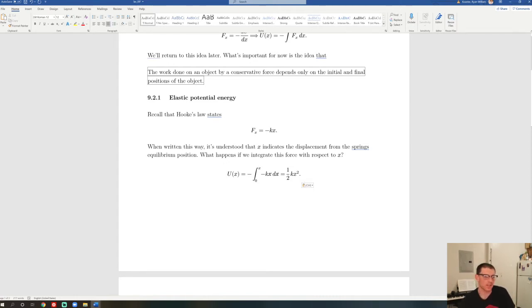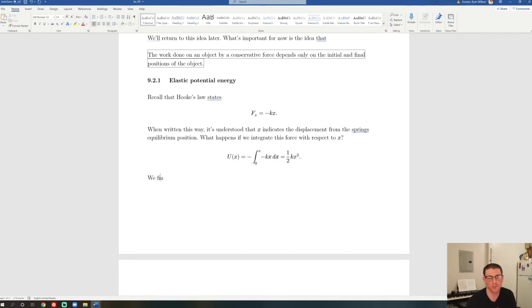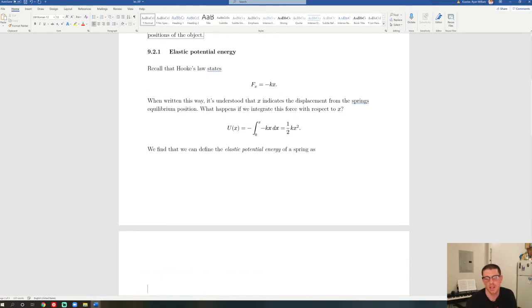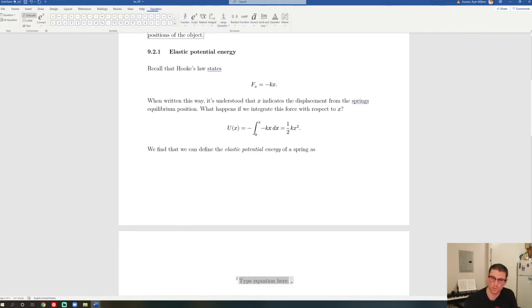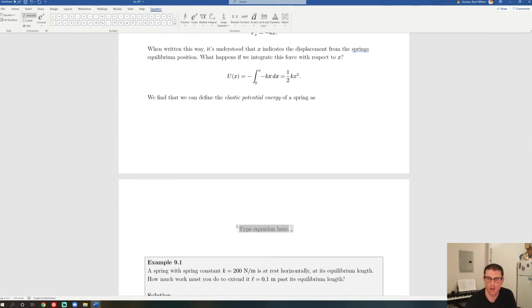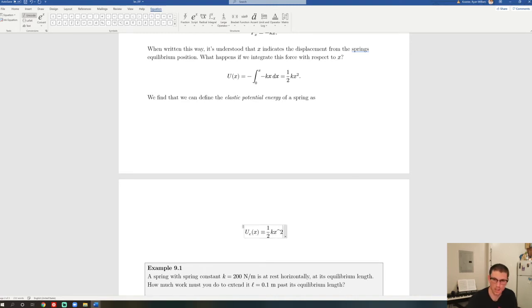so we find that we can define the elastic potential energy, that's what we call this, of a spring as, and let me do this, U sub E for elastic. And this is defined to be 1/2 k x squared, where x again indicates the displacement from the spring's equilibrium position.